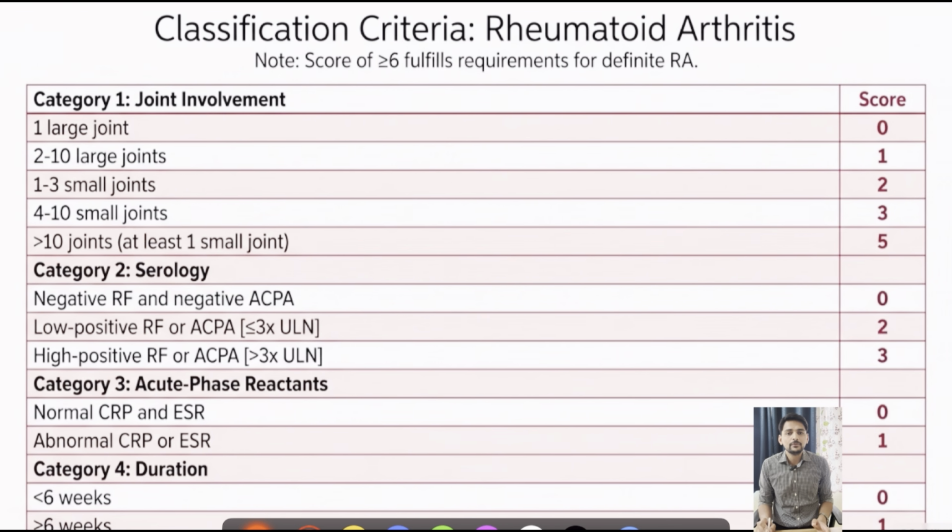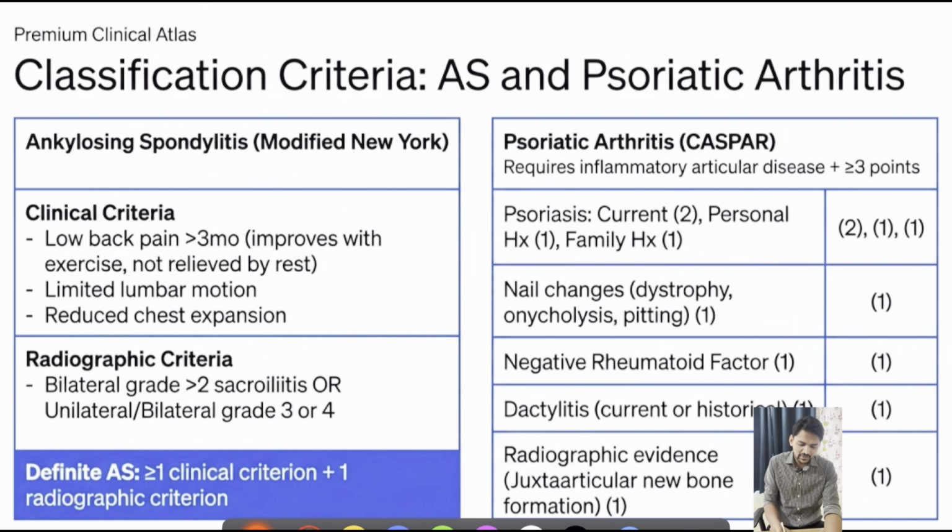Now we have understood numerous features for rheumatoid arthritis as well as spondyloarthritis, but to definitely consider the diagnosis, they have claimed numerous criteria. For example, for rheumatoid arthritis, the ACR-EULAR criteria is helpful, where based on the involvement of joints, serology, acute phase reactants and the duration of symptoms, we will be giving some scores, and if it is more than 6, it will fulfill the requirement of definite rheumatoid arthritis. So this criteria we have to apply.